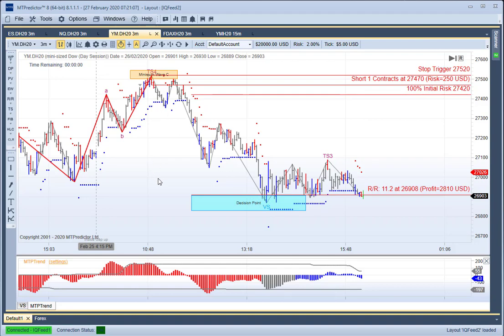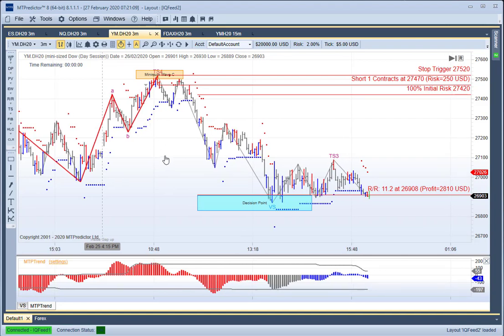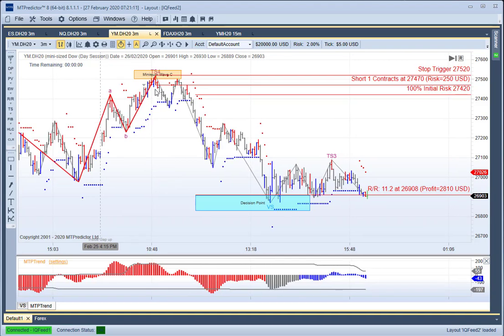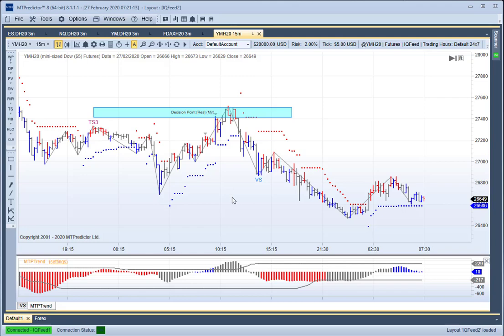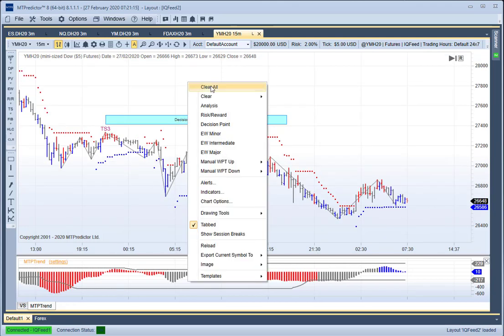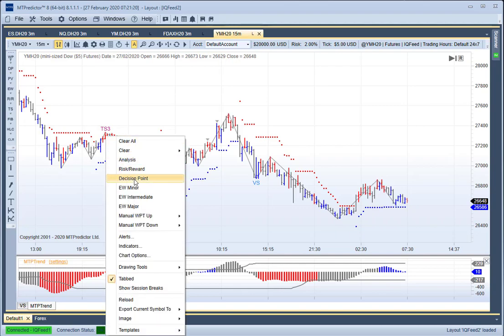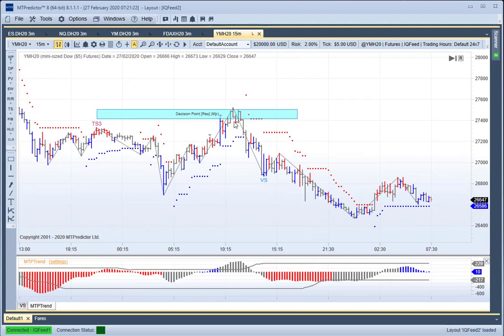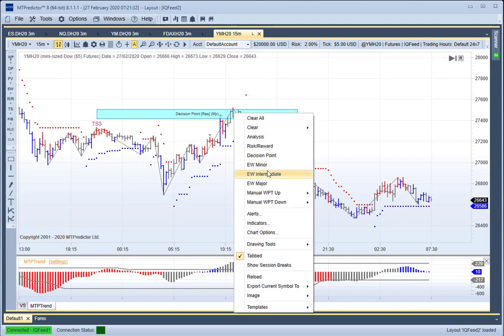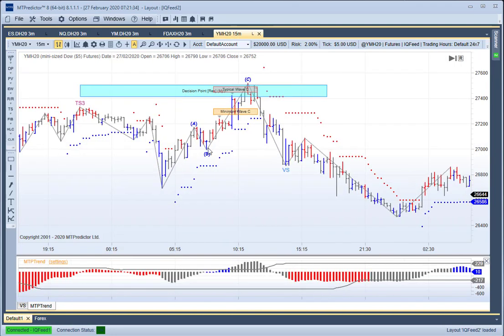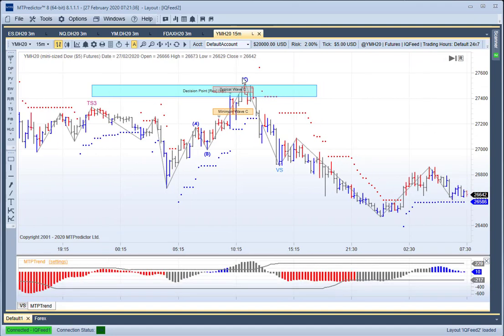If you're looking to say about where the large degree trend was and were there any higher time frame DPs, if you look to the 24-hour chart, well, that's my analysis from yesterday, you go back to the previous high here, right mouse click, do decision point, and as you can see, that came into that high there. That's exactly where the TS4 sell was on the day session only chart. This time it's on the 24-hour chart. And also, if you right mouse click there, do Elliott Wave Intermediate, you'll see that was a perfect ABC correction up into that high there.